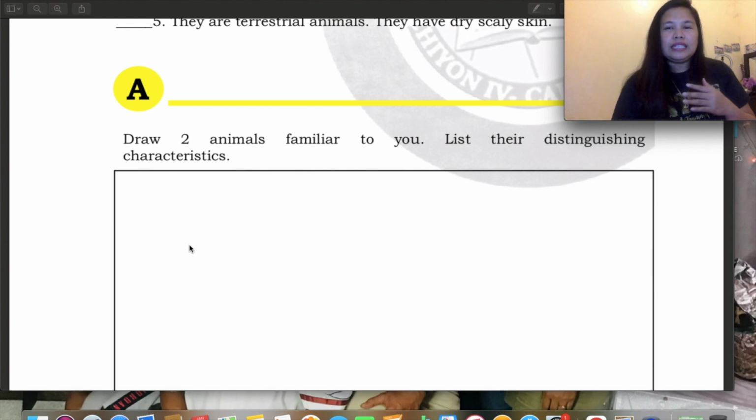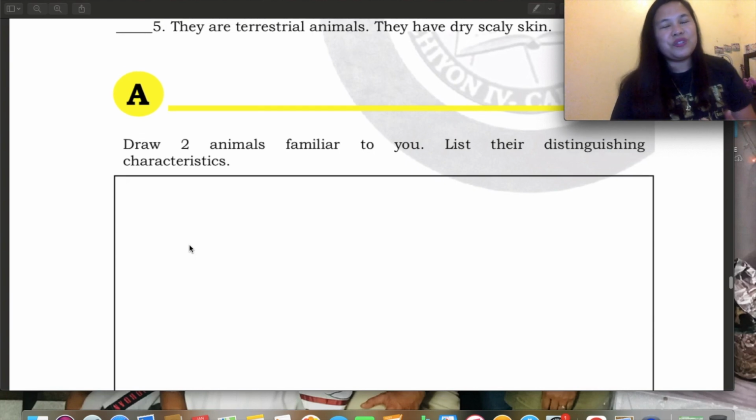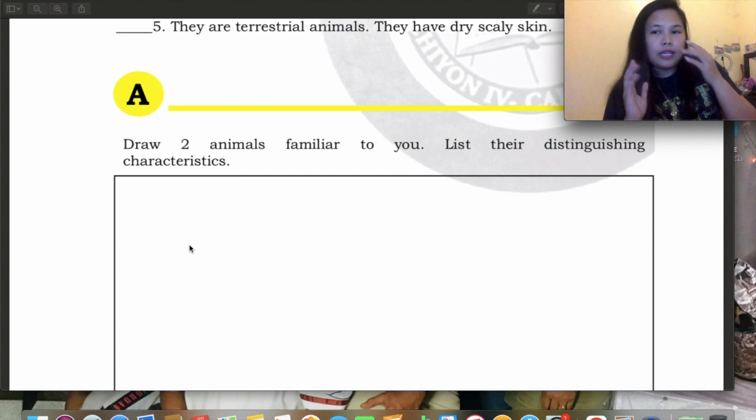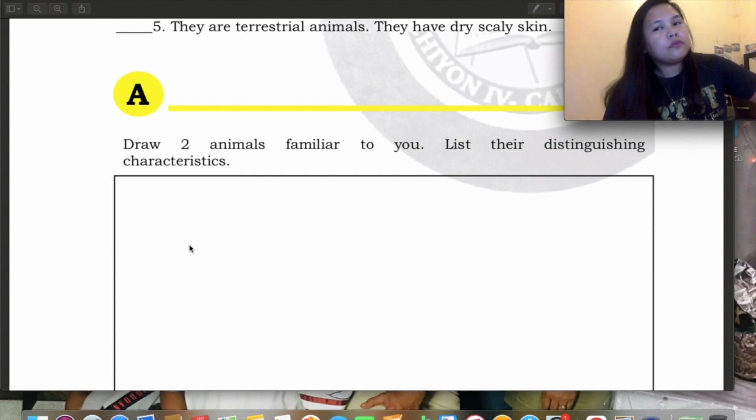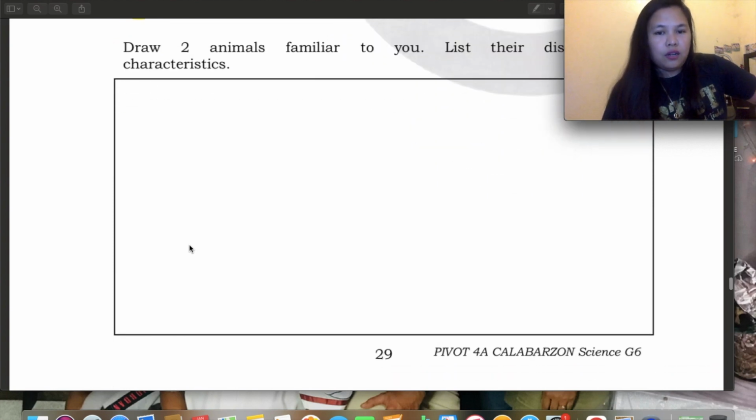Okay, so in letter A, draw two animals familiar to you. List their distinguishing characteristics. So, kumuha kayo ng long band paper, naka-landscape. Then, hatiin mo siya. Then, mag-drawing ka ng familiar na mga animals. Then, isulat mo. For example, nag-draw ka na ng dog. Isulat mo lahat ng mga characteristics ng dog. Then, mag-drawing ka rin ng frog. Then, isulat mo rin lahat ng mga characteristics ng frog. Okay? So, that's it.